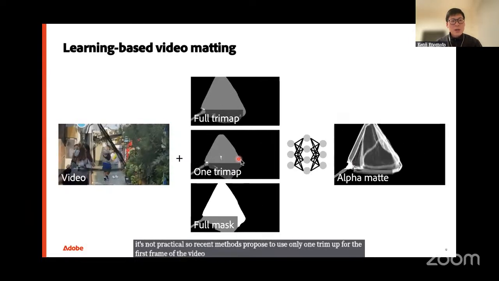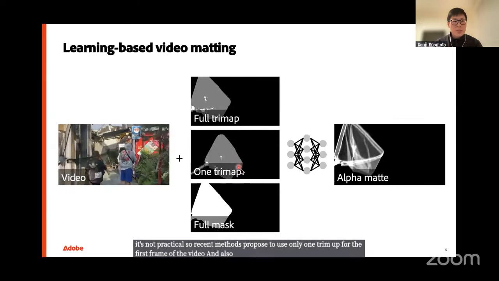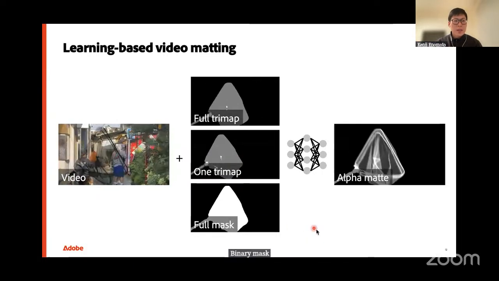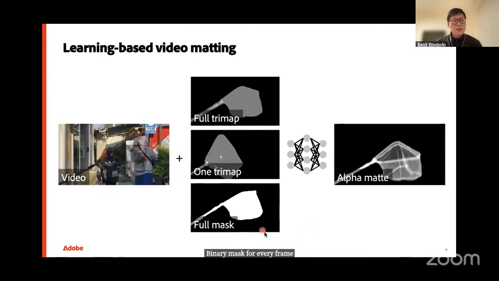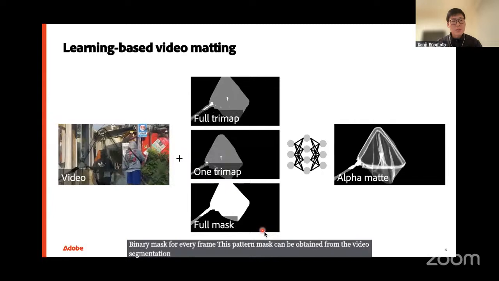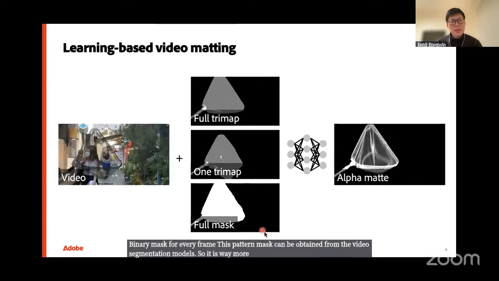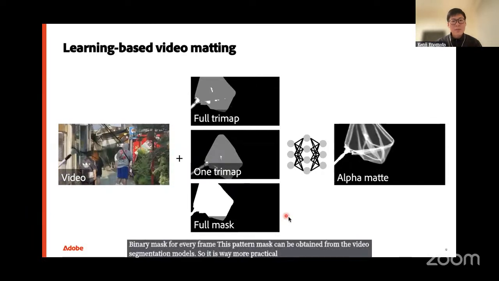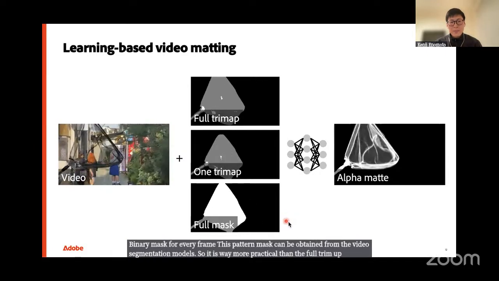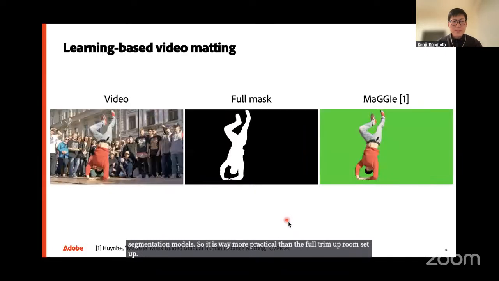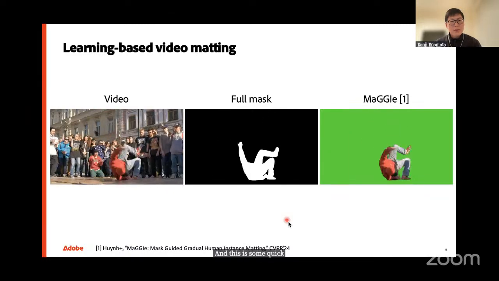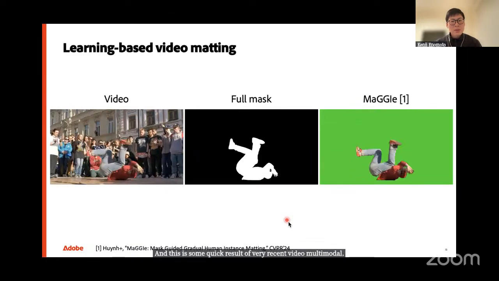So recent methods propose to use only one trimap for the first frame of the video. And another research thread proposed to use a binary mask for every frame. This binary mask can be obtained from video segmentation models. So it is way more practical than the full trimap setup. And this is some quick results of a very recent video matting model proposed in the last year.